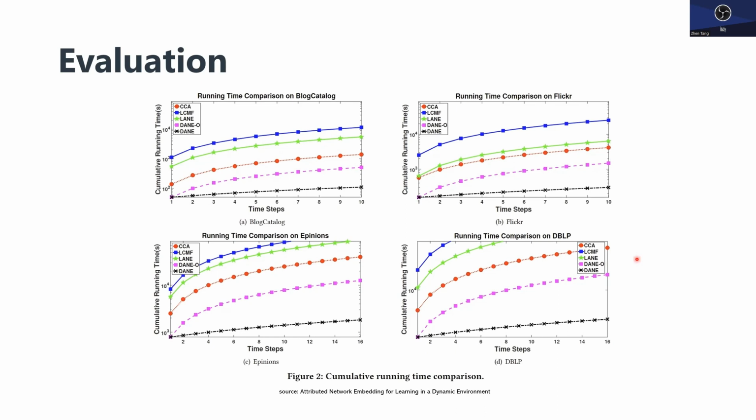And for small networks, if you really considering to achieve the best performance, I would recommend you to use the DANE/O, which is rerun the offline parts at each time step, since it has the best performance and the time complexity is lower than other models.